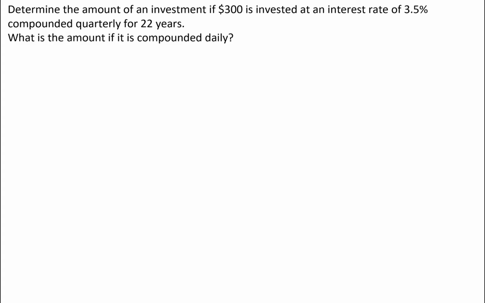Determine the amount of an investment if $300 is invested at an interest rate of 3.5%, compounded quarterly for 22 years. What is the amount if it's compounded daily? So we're going to do this one twice and just notice the effect of how often it is compounded. What does that do to your money? So first, quarterly.